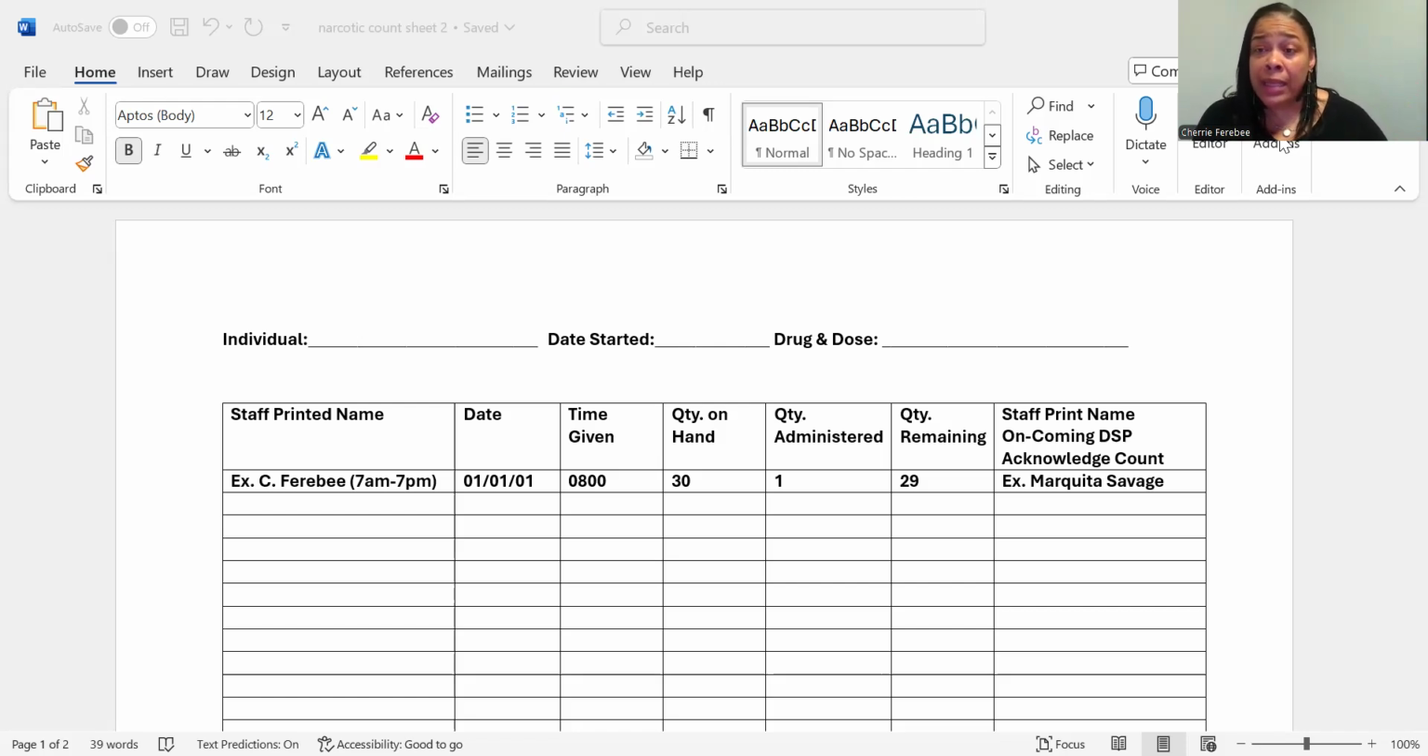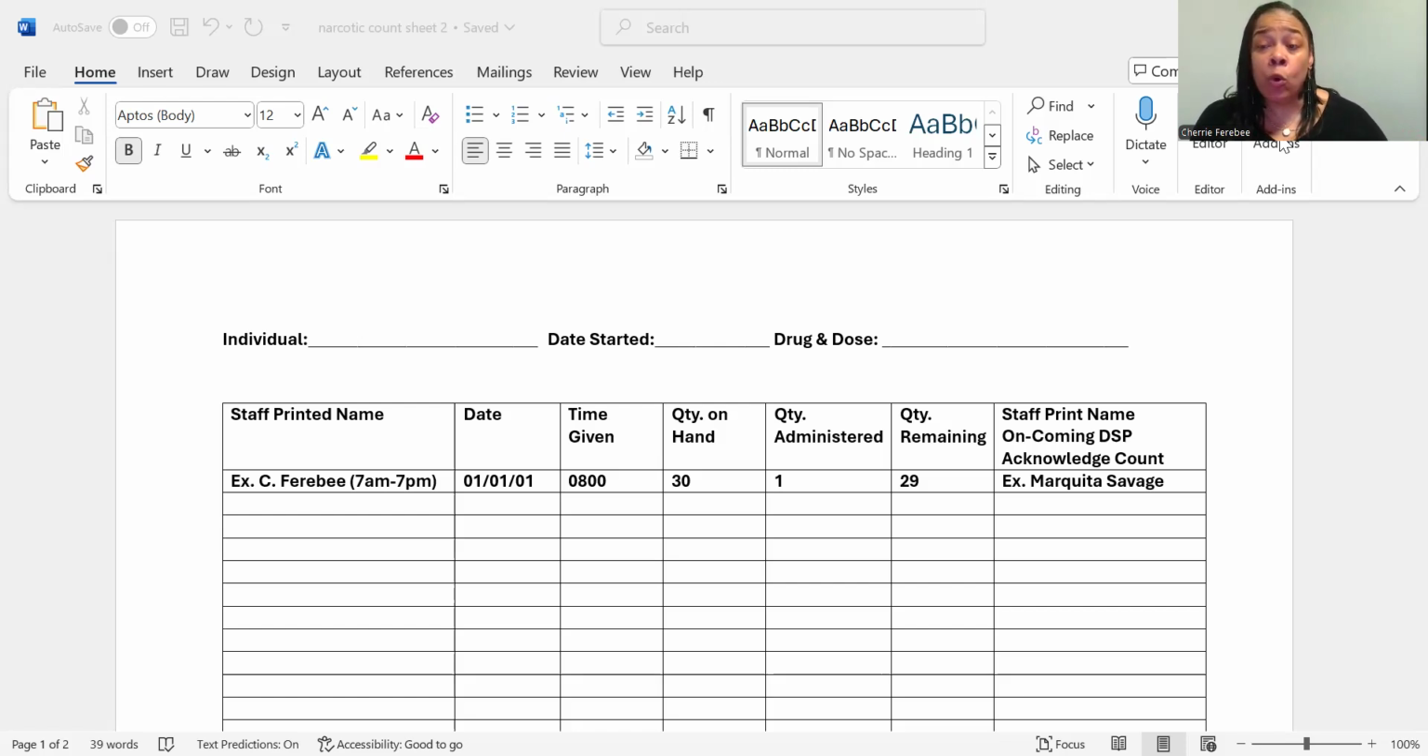Now, I'm using Marquita as the example. Marquita comes on at 7 o'clock. Marquita's going to go in that drawer with you. She's going to pull it out and she's going to count that particular medication. She's going to put her name once she acknowledges that what you said is remaining is there. She's going to print her name. The form gets put away. Now, if the medication has to be given on Marquita's shift, Marquita is going to print her name, the date, the time given, quantity on hand, quantity administered, remaining. And then we continue the cycle.